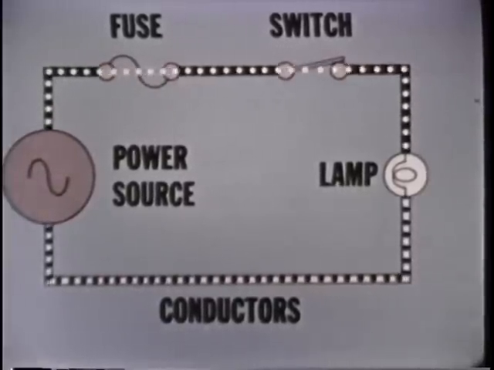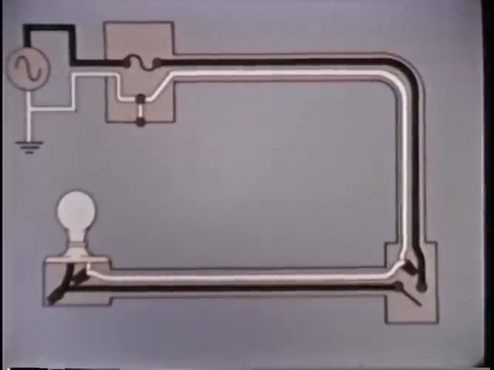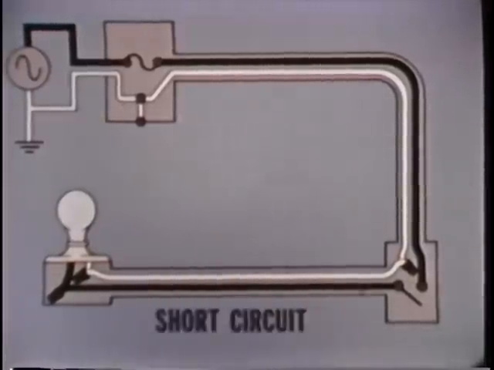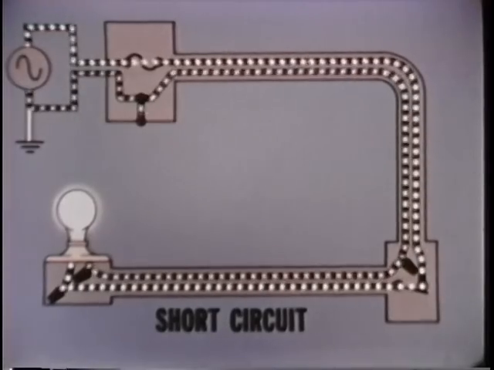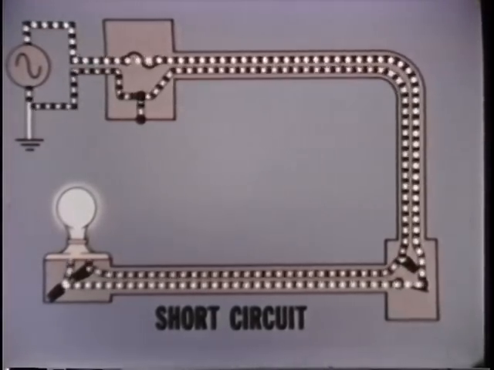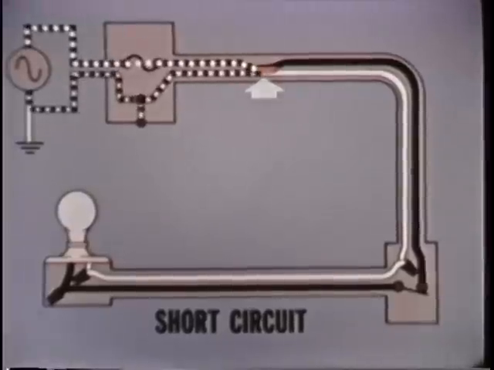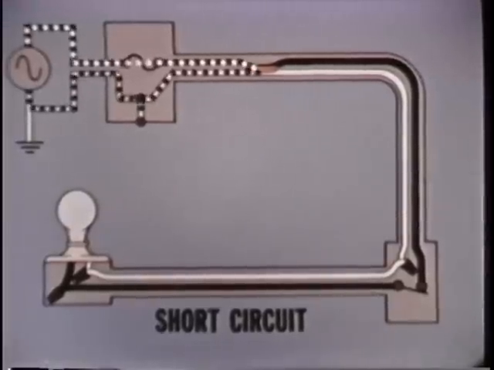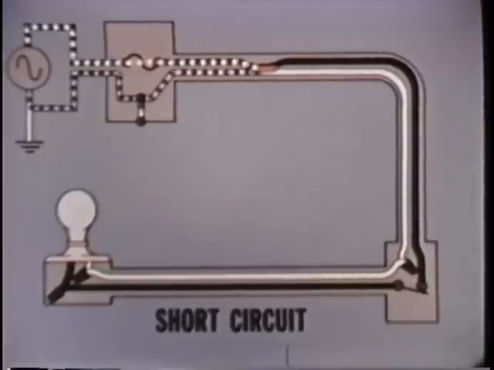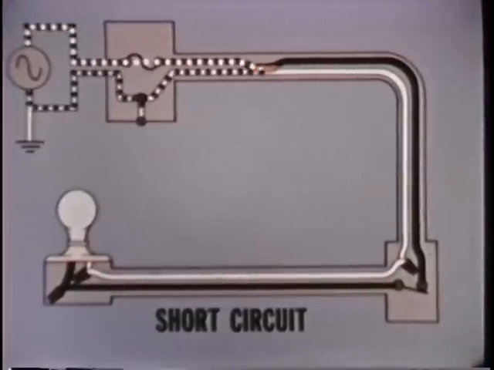Let's take this basic circuit, enclose it properly in protective boxes and conduit, and use it to demonstrate the three most common types of circuit trouble. First, we'll examine a short circuit. A short circuit results when two bare conductors are permitted to come into contact with each other. The current no longer flows through the entire circuit. It is shunted directly from the hot conductor to the neutral conductor. When this occurs, there is only a very small amount of resistance in the circuit.